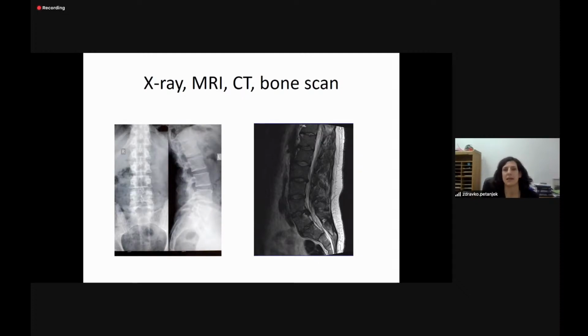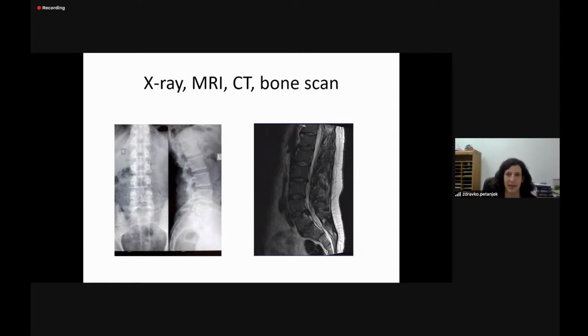The guidelines are a bit strict when sending patients to the imaging, to the radiology, because if you don't think that this image is going to change the way you treat the patients, then it is not worthwhile sending patient to either the X-ray or the MRI.